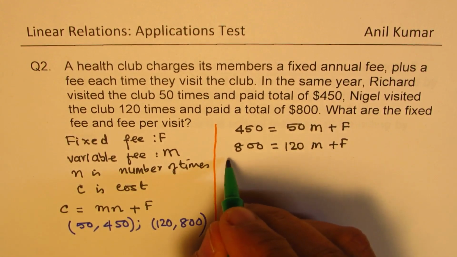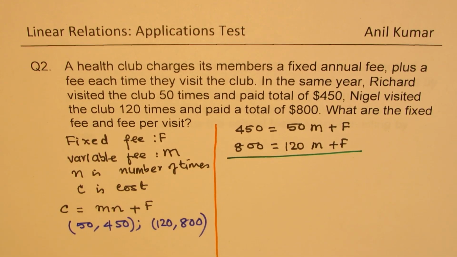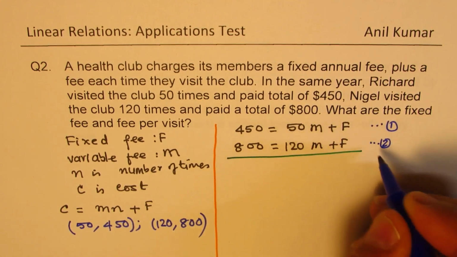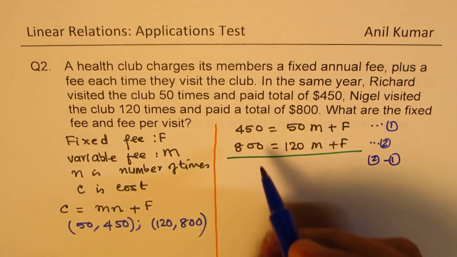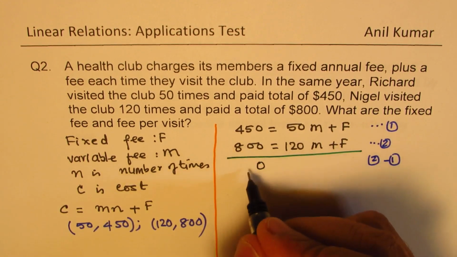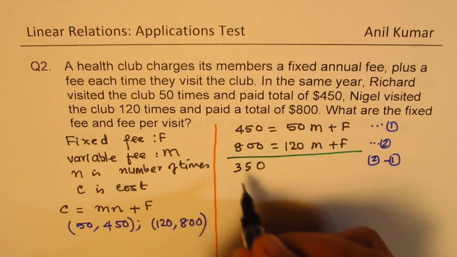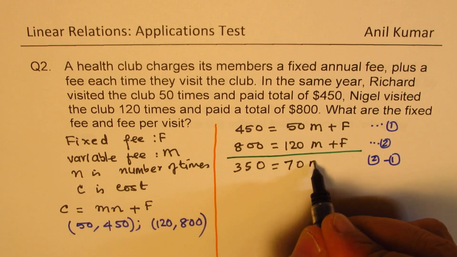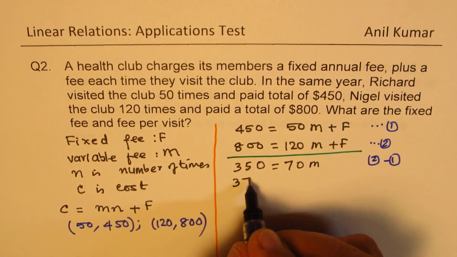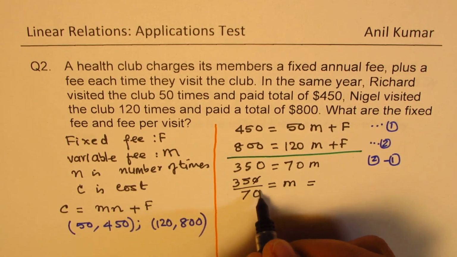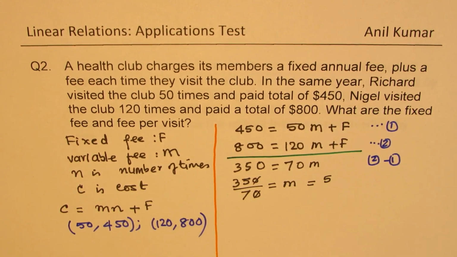Now again, if we take the difference between the two, what do we get? We'll call this our equation 1, this equation 2, and what we're doing here is equation 2 minus 1, simply because this is bigger, right? So when you take away from 800 the 450, you get 350, and 120m take away 50m equals 70m. f and f cancel. So 350 divided by 70 gives you the value of m, which is 5. So we know m is 5.